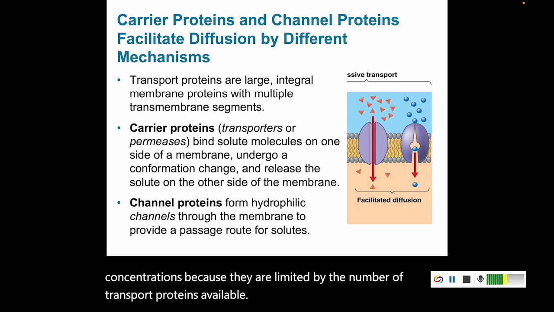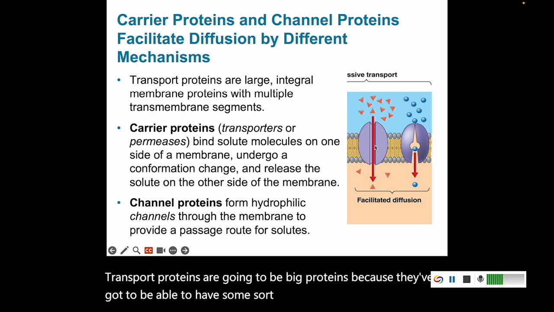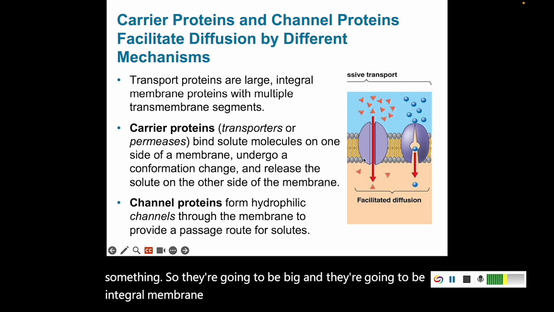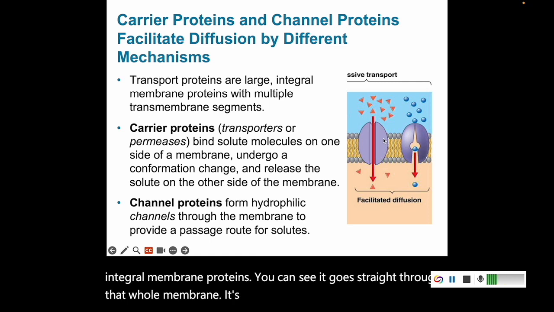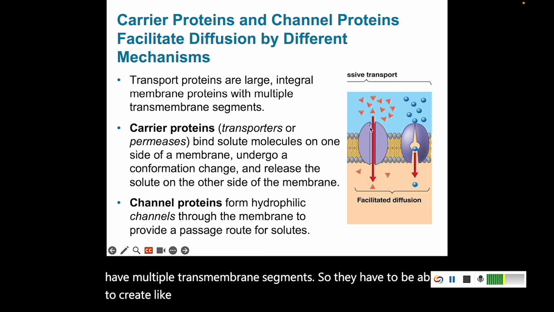Transport proteins are going to be big proteins because they've got to be able to have some sort of space inside to hold something. And they're going to be integral membrane proteins. You can see it goes straight through that whole membrane. It's integral, it's transmembrane. And they'll have multiple transmembrane segments, so they have to be able to create each layer of this channel.